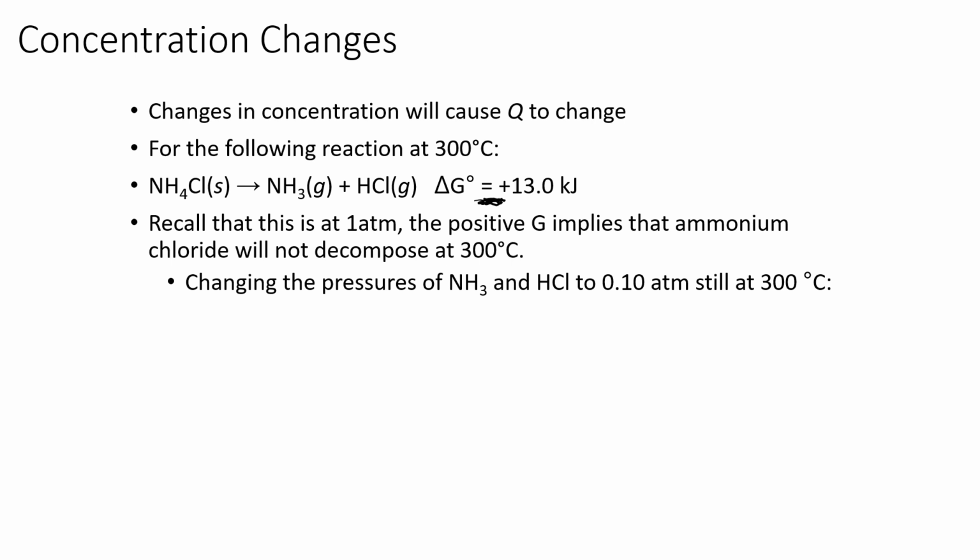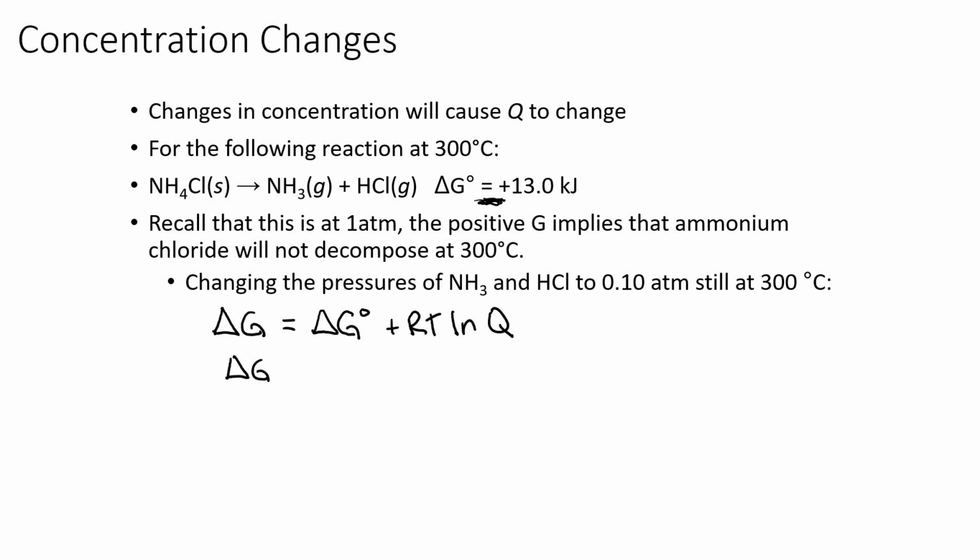Now, if we change the pressures for both the ammonia and the HCl to 0.1 atmosphere, let's see what's going to happen. When we have that situation, we're going to calculate a Gibbs free energy that is not at standard conditions. And we do that by saying that the Gibbs free energy at non-standard conditions is equal to the standard Gibbs free energy plus our RT ln of our Q. So let's plug in what we know.